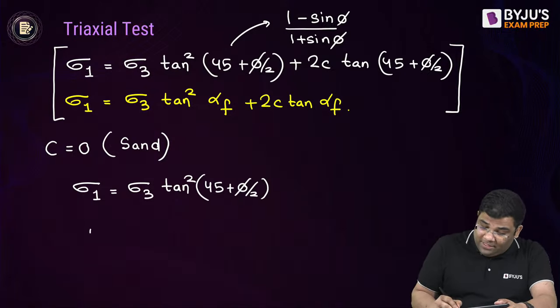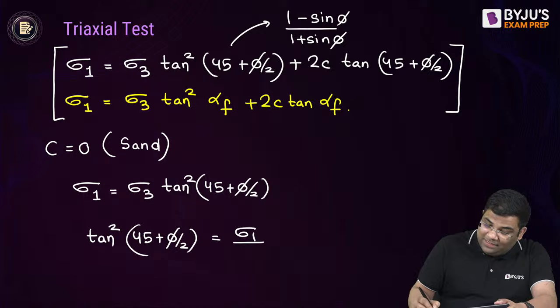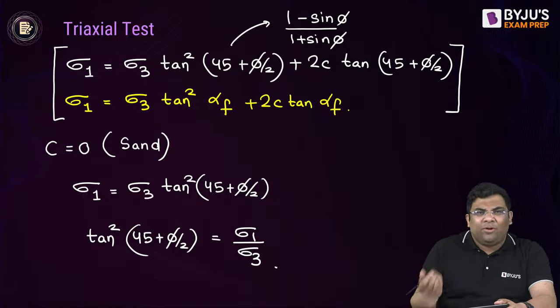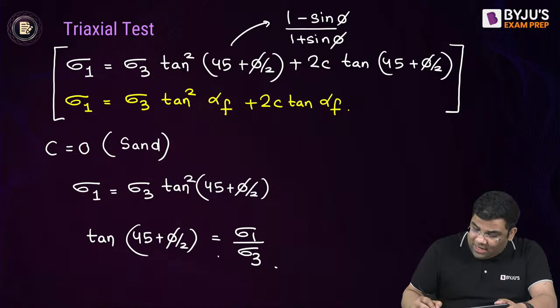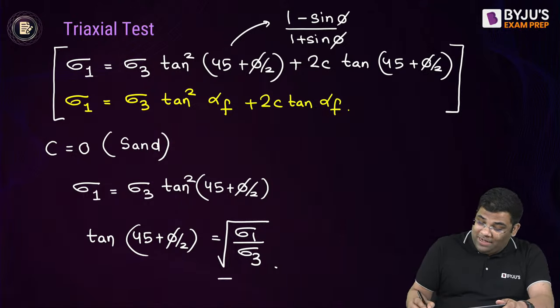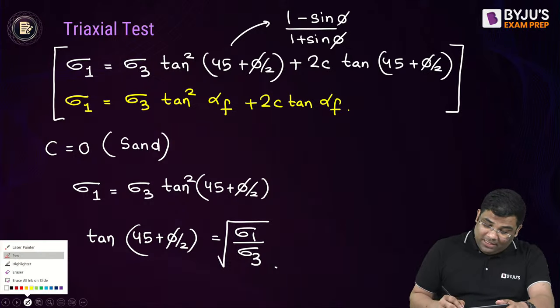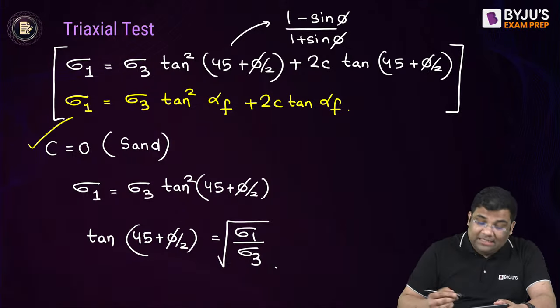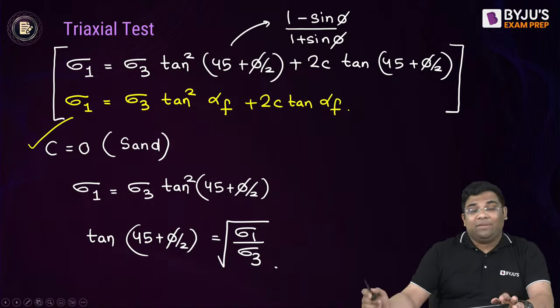Yes. So from here you can find out that tan square 45 plus phi by 2 is equal to sigma 1 by sigma 3, and tan 45 plus phi by 2 will be, I will take the square root on both sides, right? So now if you find sigma 1, and sigma 3 is given, you can easily find out phi, right? But this equation is only applicable when the cohesion is 0. Then only C is becoming 0.